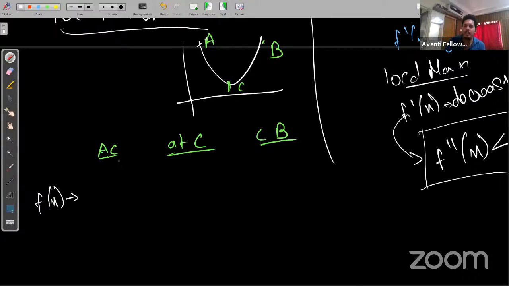Guys, come on. F of x, very good, guys. Excellent. F of x for AC, it is decreasing. At C, it is constant. My function, I'm talking about function. At CB, it is increasing. Is it okay, guys?